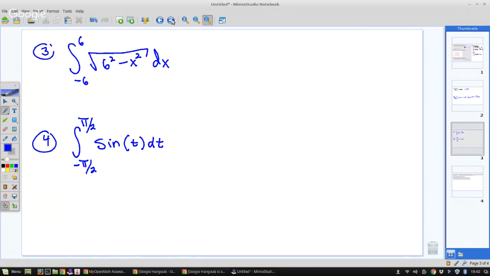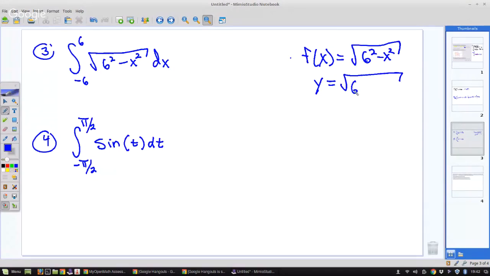All right, let's see what else we have here. In this case right here, we're going to use a trick to solve this one. So first, let's consider this function. My inner function is f of x equals the square root of 6 squared minus x squared. And you could plug that in a graphing calculator and say, well, f of x is just a y value. So I'll get the square root of 6 squared minus x squared.